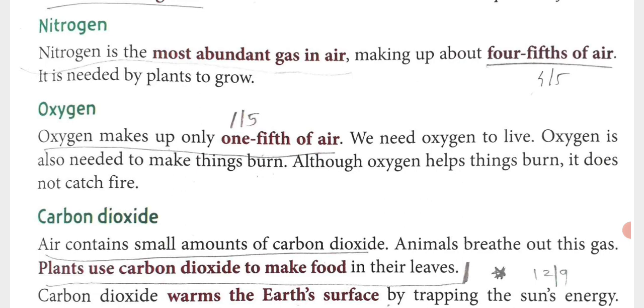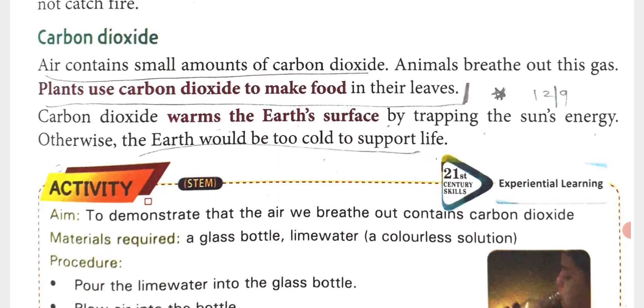Then carbon dioxide. Air contains small amounts of carbon dioxide. Animals breathe out the gas. Plants use carbon dioxide to make their food in the leaves. You might have heard about photosynthesis. So carbon dioxide is a gas that is absorbed by the plants to convert it into food, that is glucose. Remember the word glucose, you might have heard about this.